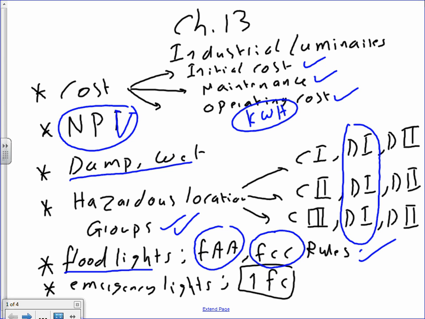So let's just focus a little bit on chapter 13. Chapter 13 talks about industrial consideration and characteristics of industrial luminaires. When we move to the next project, 25,000 square foot, it's going to have a manufacturing floor of close to, I would say, maybe 17,000 square foot. That's industrial. So what type of fixture do we need to specify in these industrial applications?